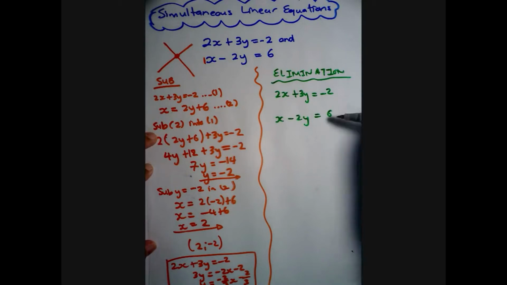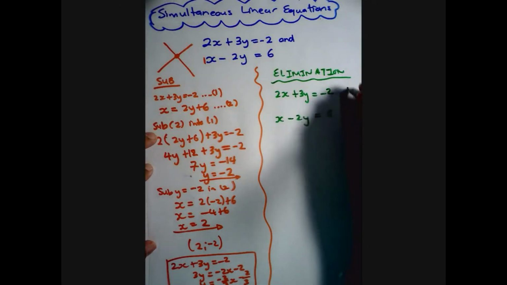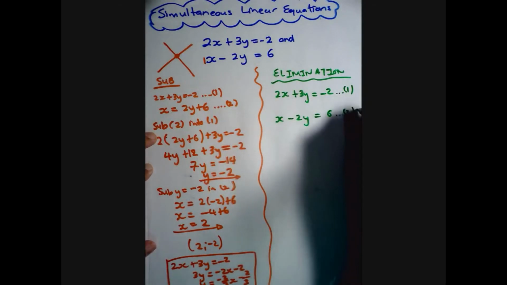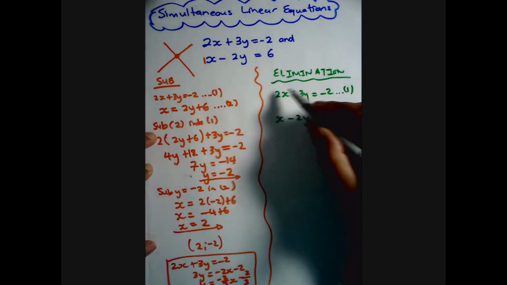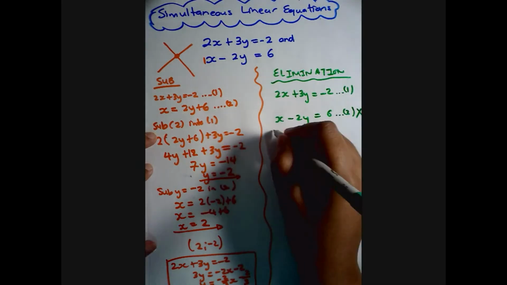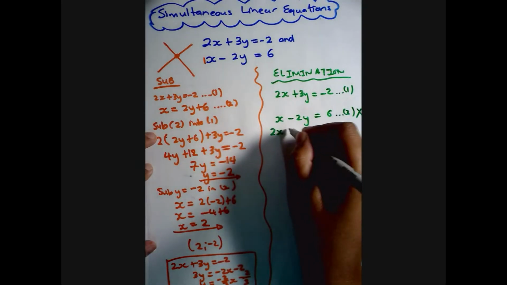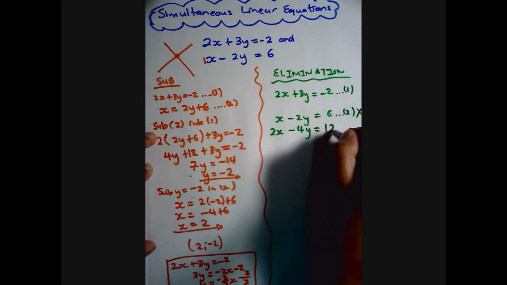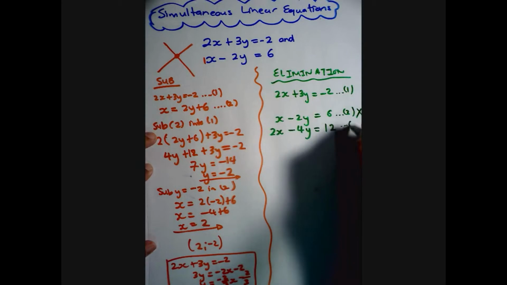So it's the same thing we're going to do here. We're going to try to make this equivalent. I'm going to call this equation number 1, and this equation number 2. Now I'm taking equation number 2 and multiplying it by 2. Why? If I multiply by 2, I'm going to get the same x's. So it becomes 2x, everything is being multiplied by 2, minus 4y is equal to 12. Now I'm going to call this equation number 3.